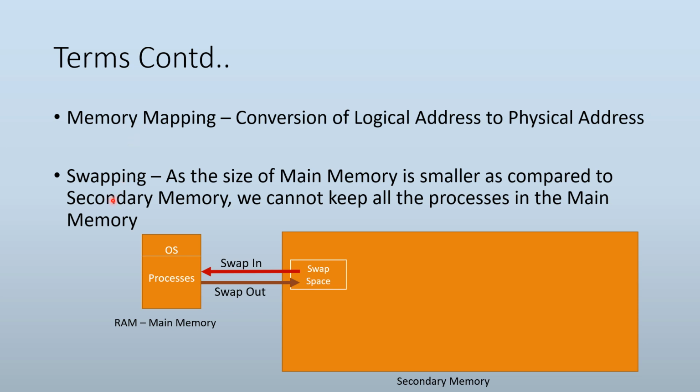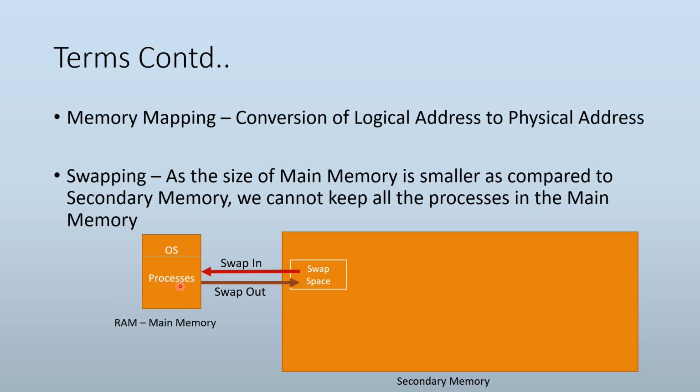Likewise, the term swapping is a very important term. Swapping is a technique of removing a process from main memory and storing it in the secondary memory, which is the hard disk, temporarily, and then bringing it back into the main memory for continued execution. We are doing this because the main memory is very small in size as compared to the secondary memory. So we cannot keep all the processes we need for execution in the main memory.